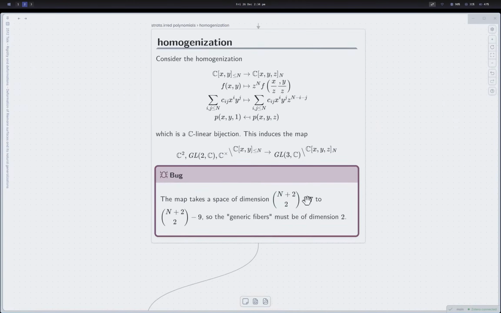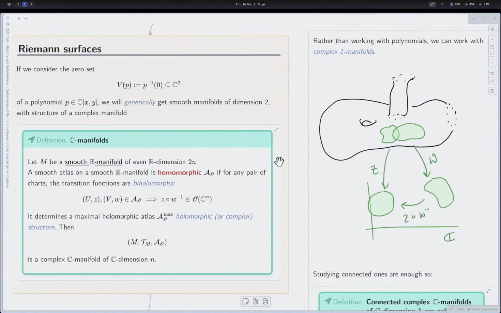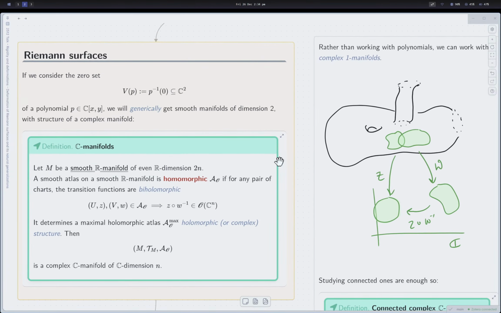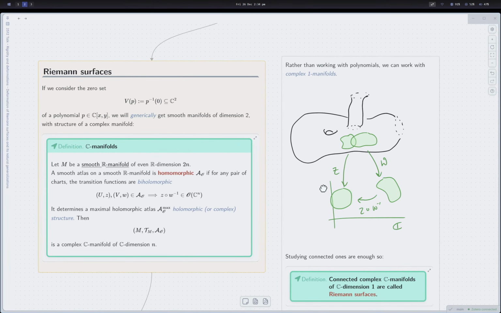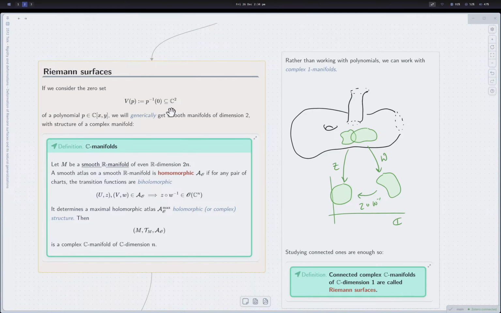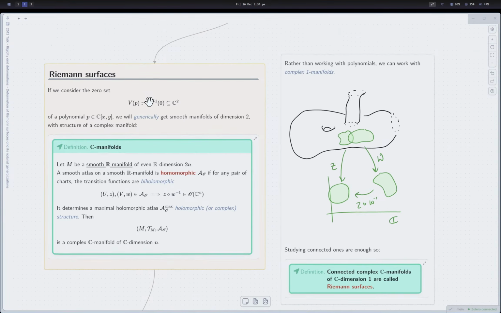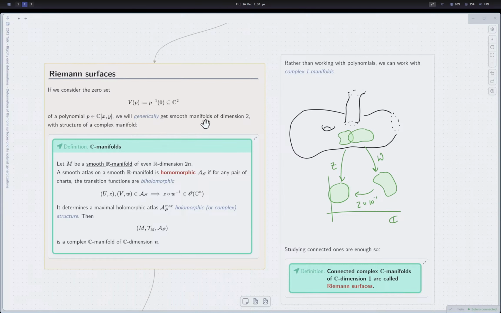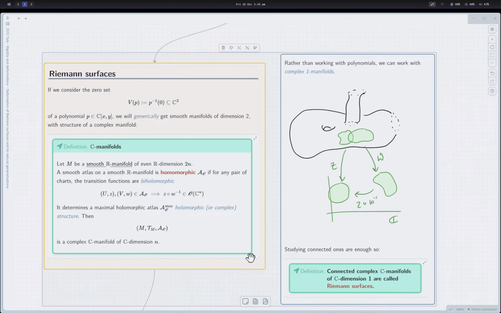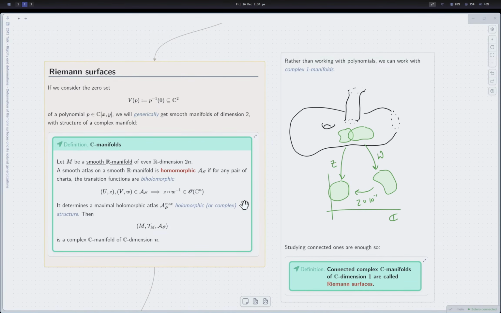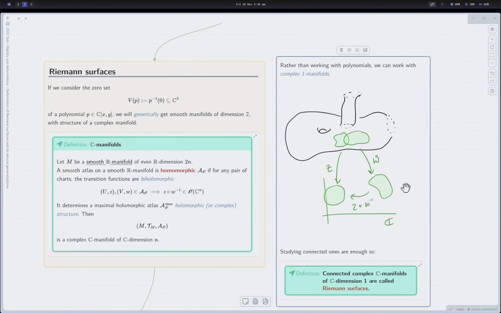So if I take a zero set of a polynomial in two variables, I will generically get a Riemann surface. If the polynomial satisfies certain conditions, the derivative does not vanish along with the polynomial, so the pre-image is a smooth manifold. It will also have the structure of a complex manifold, a complex one-manifold, so real dimension 2. It's a smooth manifold with transition functions from Cn to Cn, where n equals 1 in our case. They will be holomorphic.